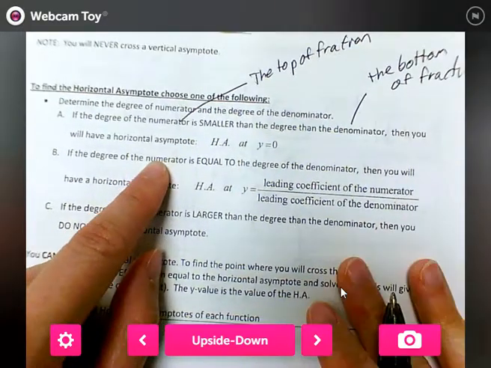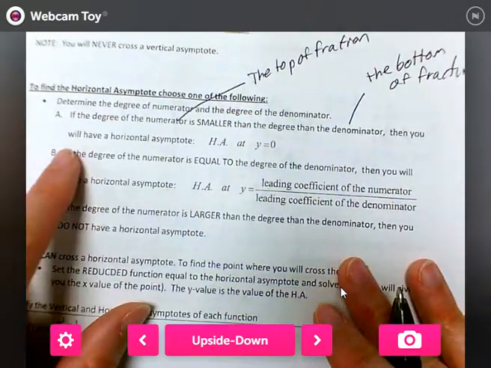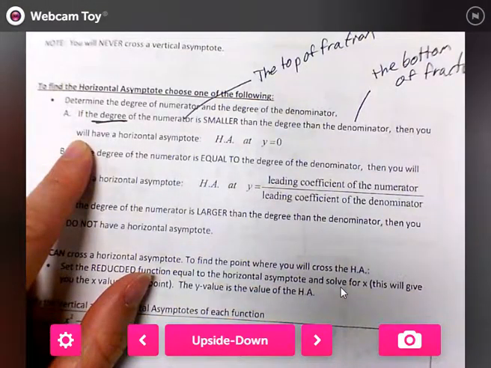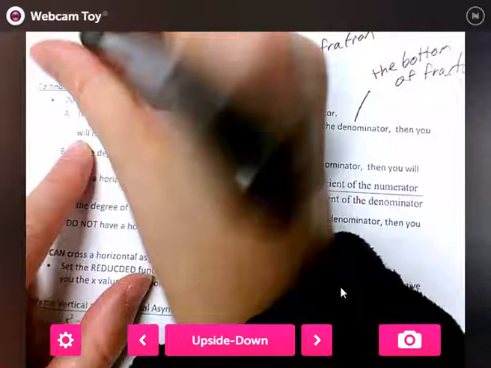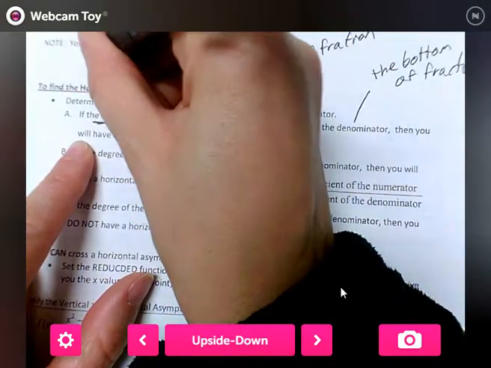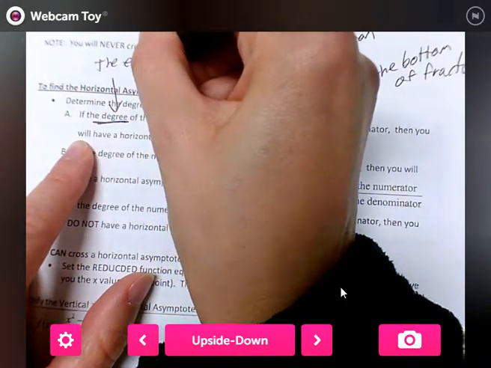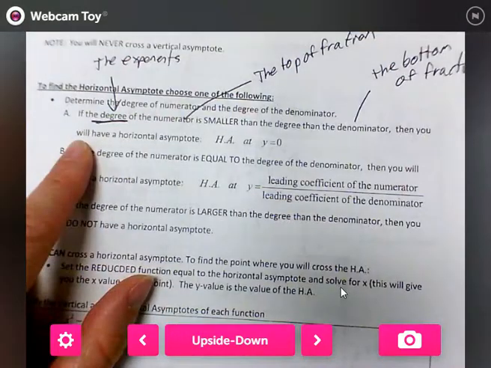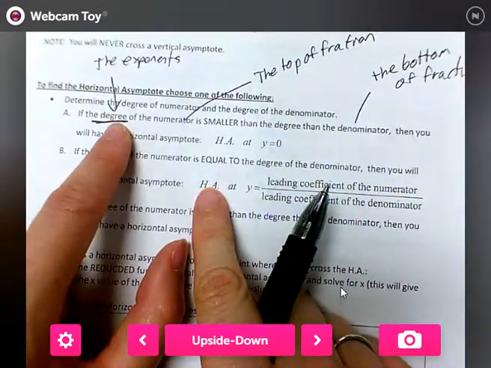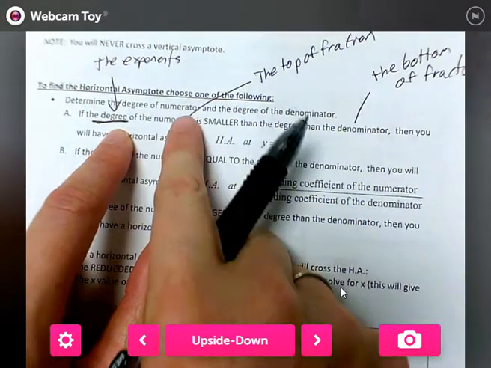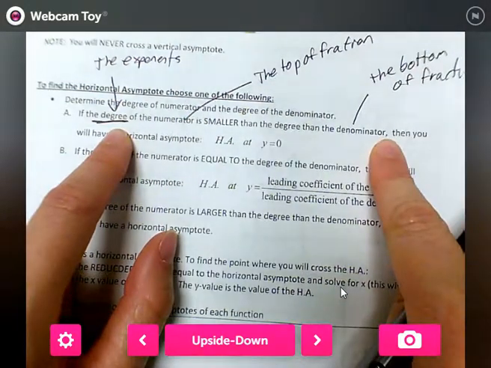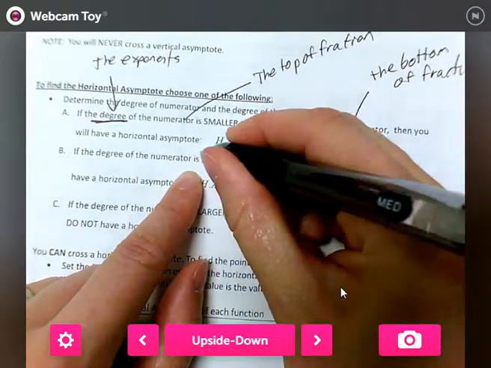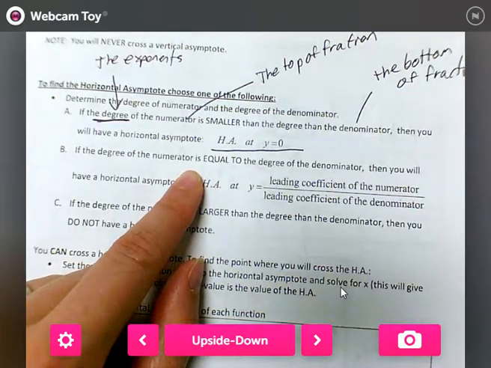Okay? So this is saying, and what does degree mean? Do we remember what degree means? Yeah, the exponent. The exponents, yep. Or those little numbers. Okay, so if the degree is smaller than the exponents on the bottom, the horizontal asymptote is y equals 0.